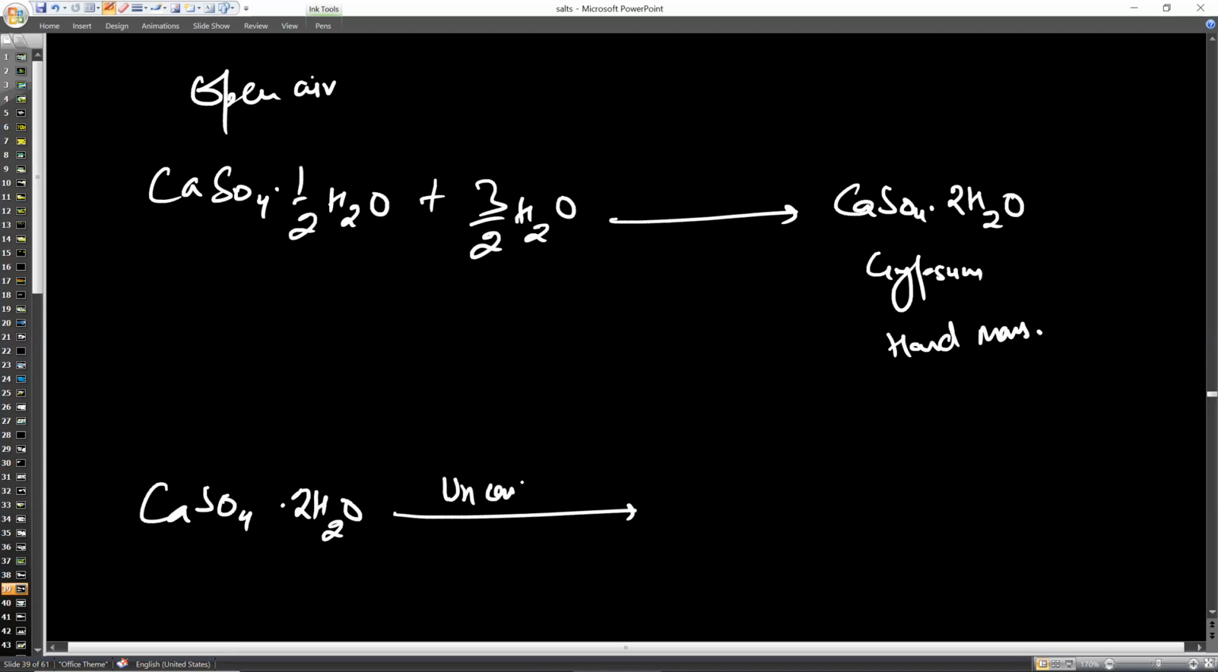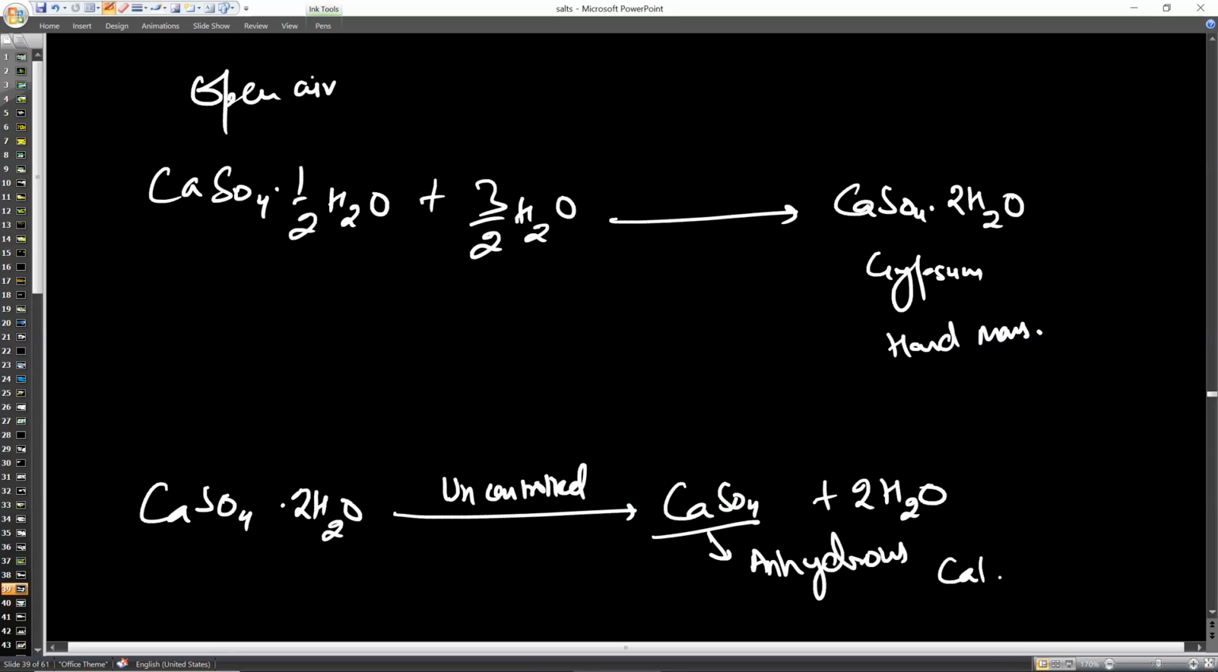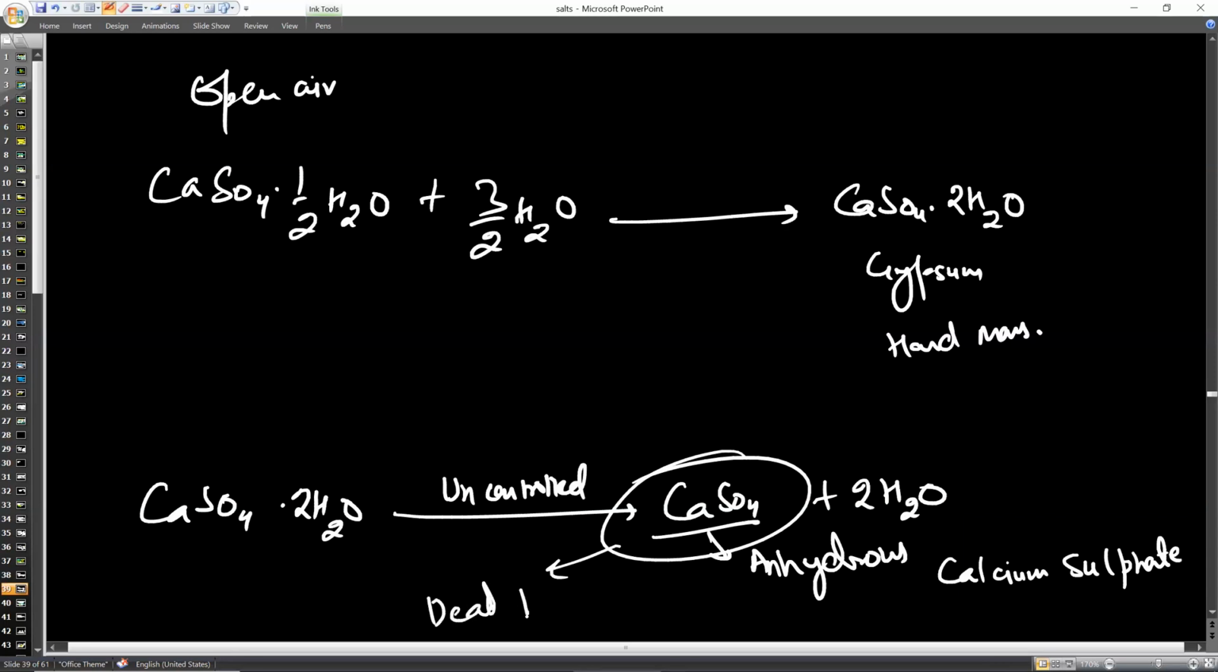Uncontrolled heating is done, then the whole water, 2H2O, is removed. So this will become anhydrous calcium sulfate. We call it anhydrous, meaning without water. Anhydrous means without water, hydrous means water. Anhydrous calcium sulfate is also called dead burnt plaster. You understood?